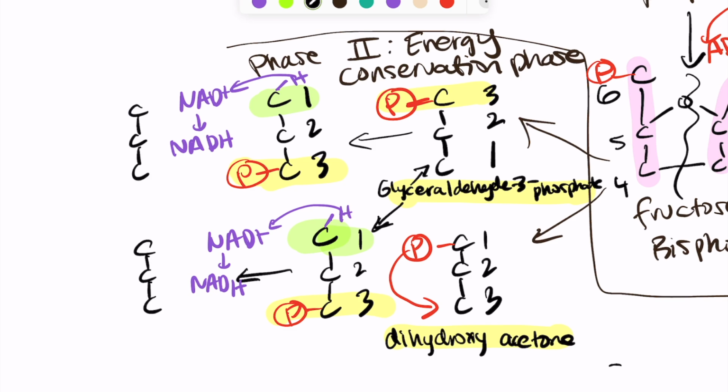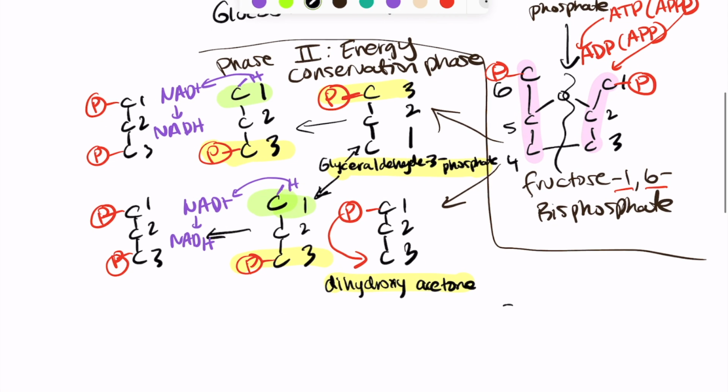Okay, so I had a phosphate on carbon number 3. And now because I made space right here on carbon number 1, because I removed that hydrogen and transferred it to NAD+, now I have space for another phosphate on carbon number 1. Okay, so I have carbon 1, 2, 3, 1, 2, 3. And you don't have to know the names for these ones. I just basically want you to know that it has 2 phosphates.